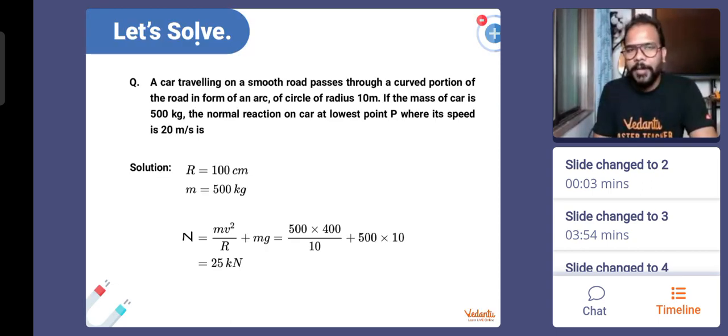So this is what it is. After that, there's only maths. So normal will become mv square by r plus mg. Mass of the body is 500 kg. Velocity is 20. Square that value. Radius is 10 meters. Then mass of the body multiplied with g. Simplify करो आंसर आता है 25 किलोन्यूटन. Easy, right, everyone?